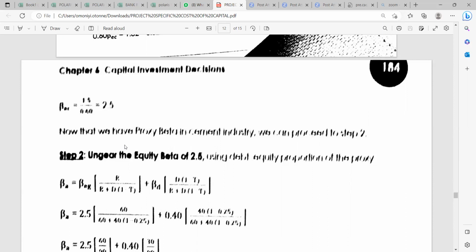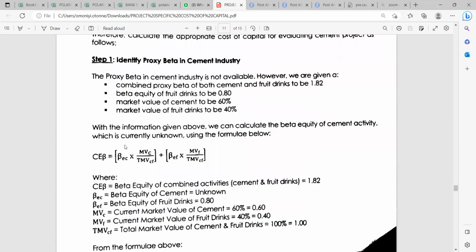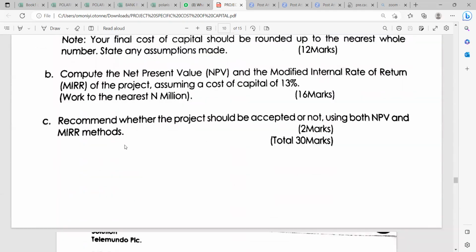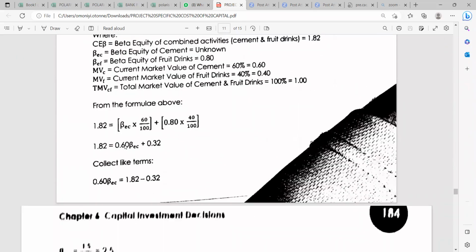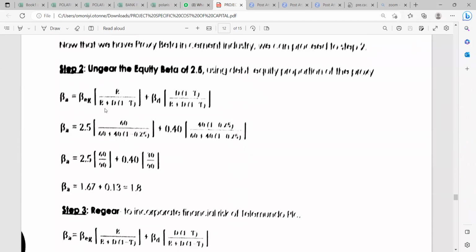Step two says that on GEAR, if the equity beta is geared, in this case the company is geared. So we are going to ungear. Apply the formula for ungearing for step two. Once you apply that same formula, you are good to go. Just put in the figures. Do you understand step two? Is it clear? Yes, it's clear.